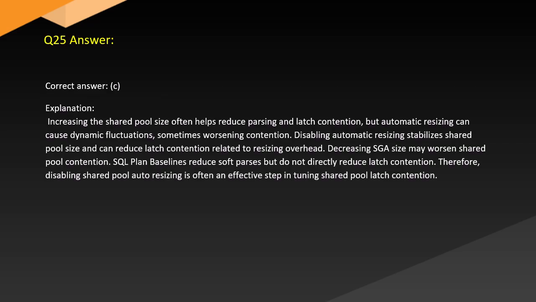Answer. Correct answer: C. Explanation. Increasing the shared pool size often helps reduce parsing and latch contention, but automatic resizing can cause dynamic fluctuations, sometimes worsening contention. Disabling automatic resizing stabilizes shared pool size and can reduce latch contention related to resizing overhead. Decreasing SGA size may worsen shared pool contention. SQL plan baselines reduce soft parses, but do not directly reduce latch contention. Therefore, disabling shared pool auto-resizing is often an effective step in tuning shared pool latch contention.